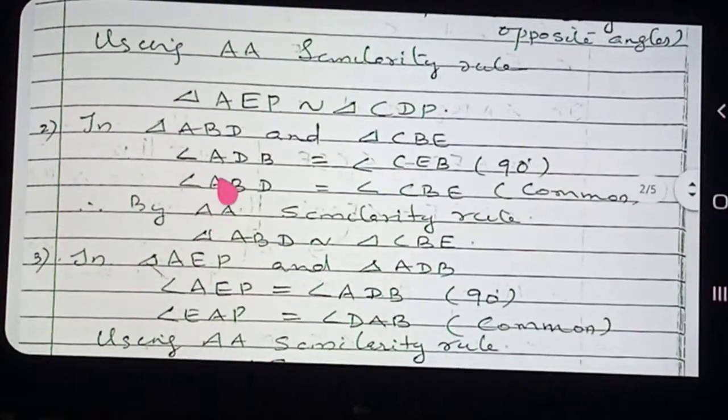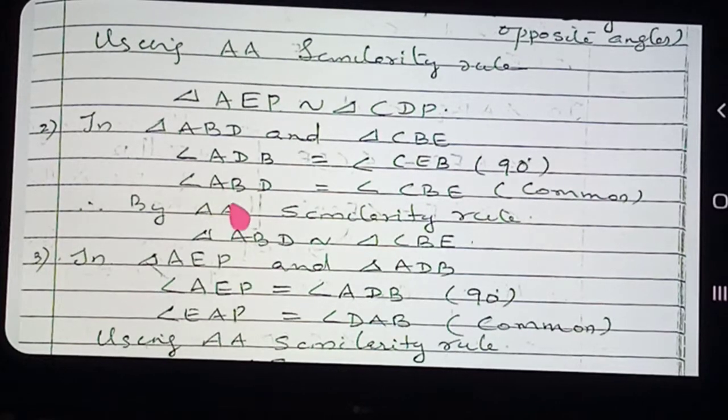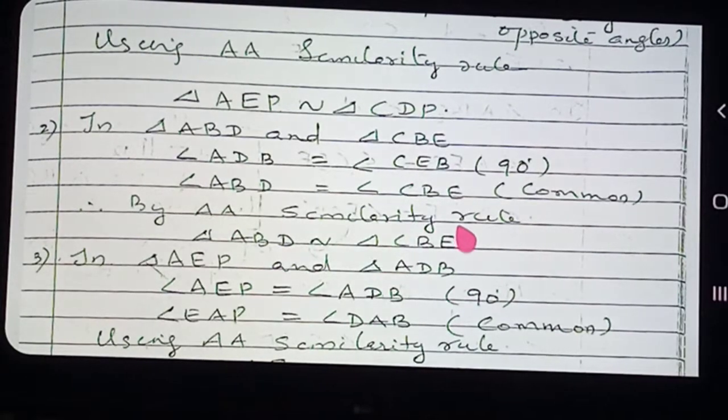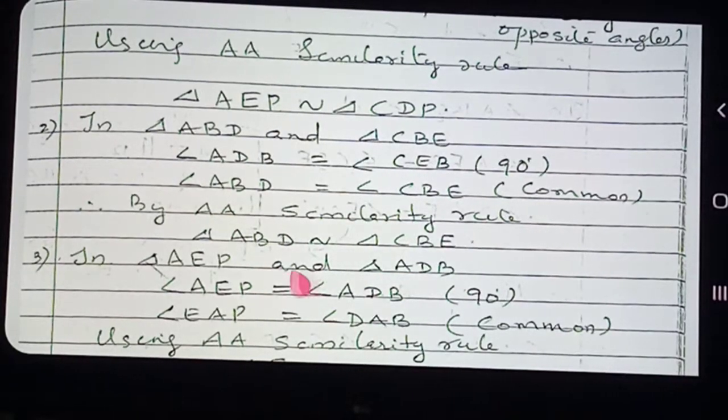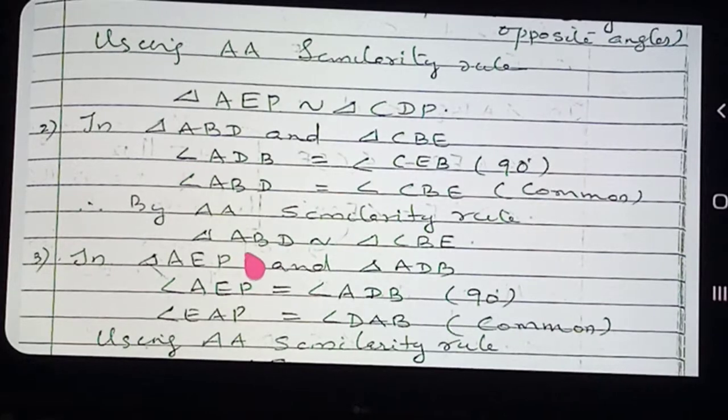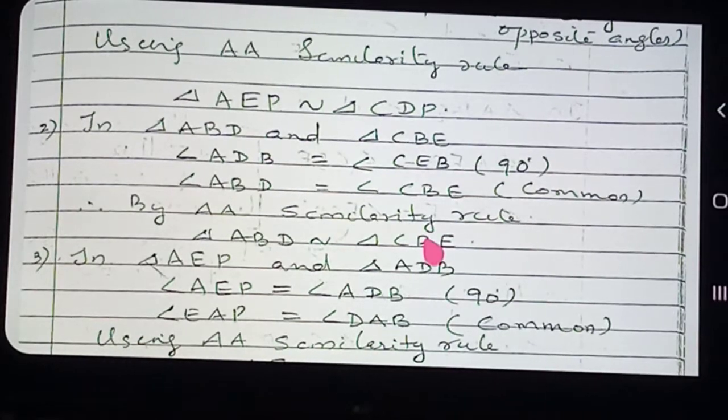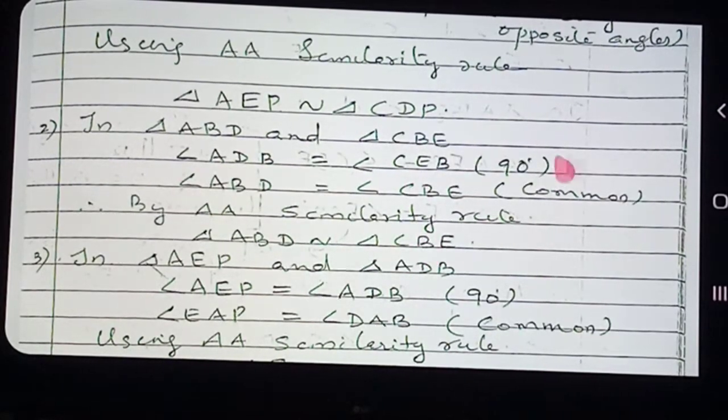Second part: angle ADB is equal to angle CB, 90 degrees. Angle ABD is equal to angle CB, common angle. Therefore, by the AA corollary or AA similarity rule, we can say that these two triangles are similar. Triangle ABD is similar to triangle CB. Okay, clear students? Very easily can understand, no?